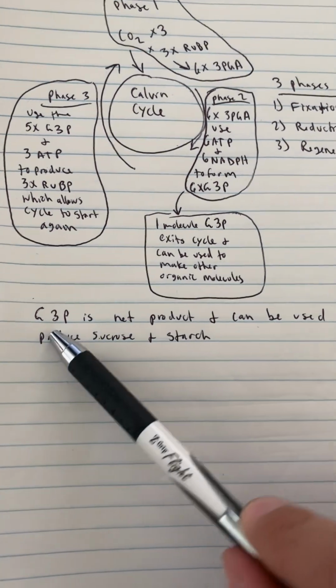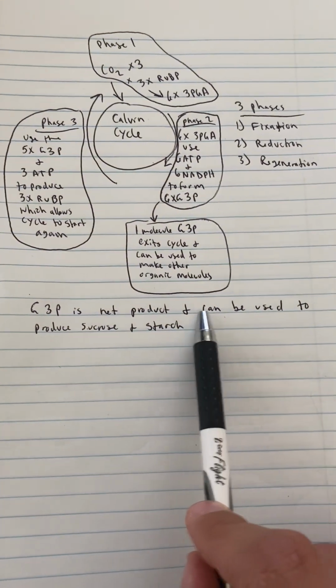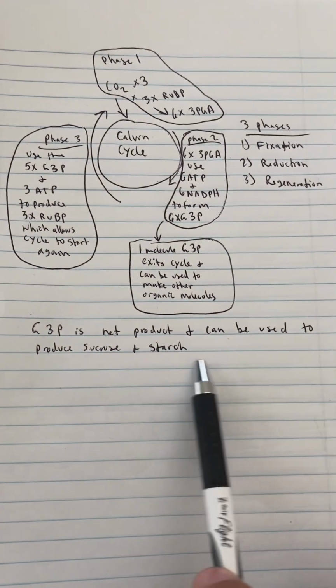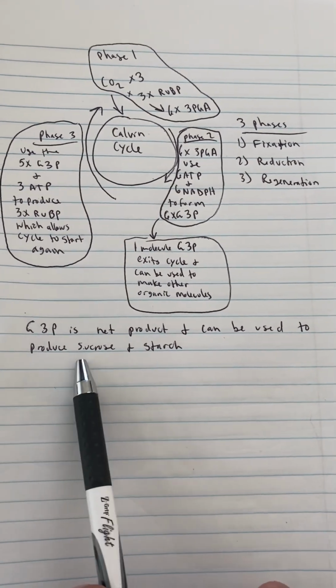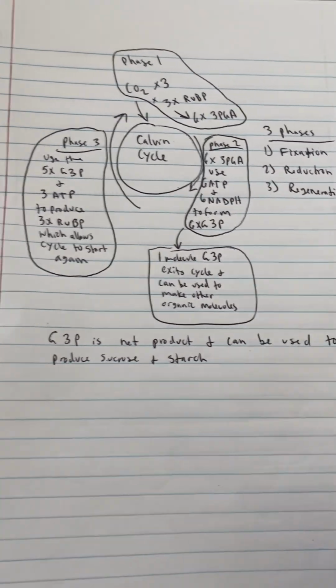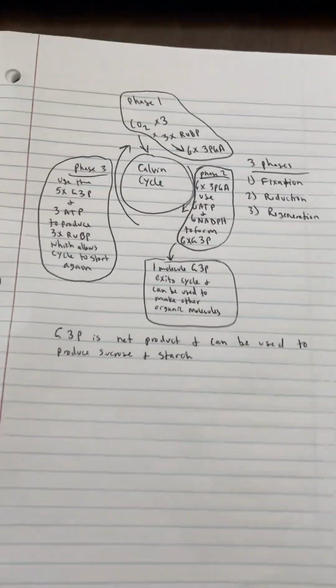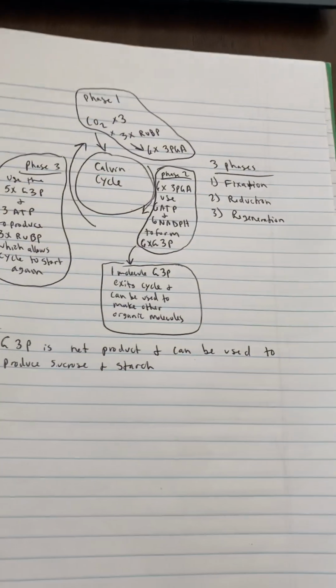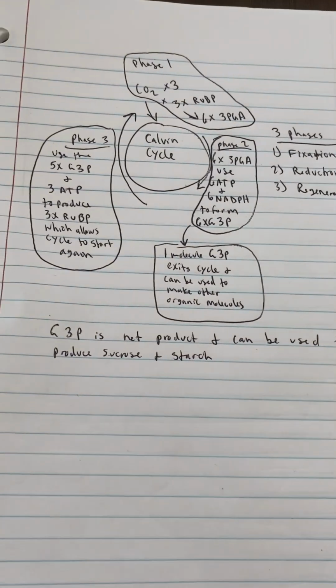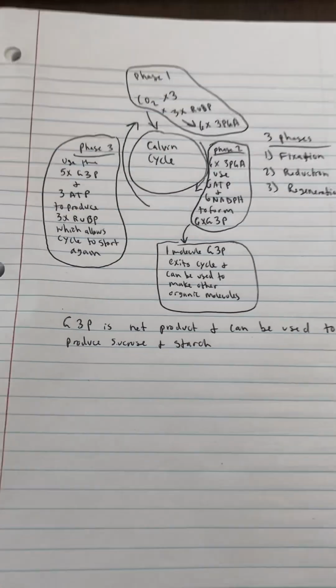And then the G3P, that's the net product of this, and it can be used to produce other organic molecules such as sucrose and starch. So that's really the thing that's going to allow the plant to store energy and grow and do all the things that it needs to do.